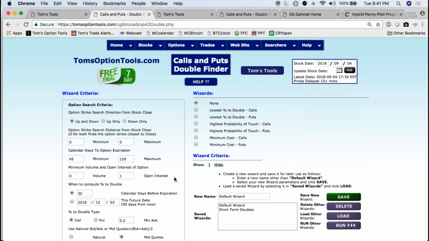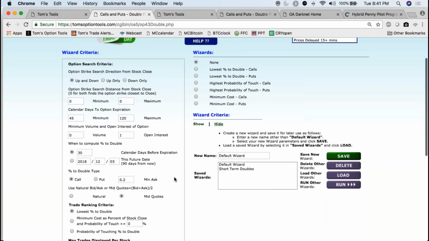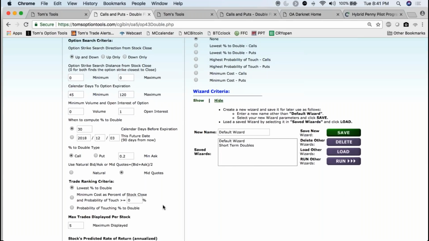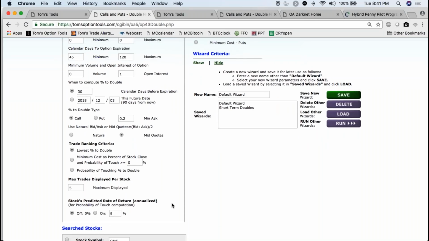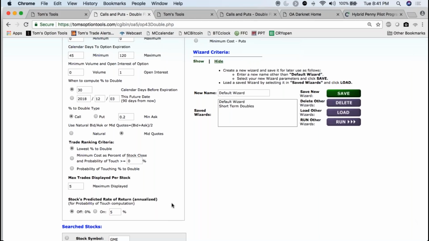And there's Double Finder. I've already put in the information that I want: how many calendar days to expiration, and when I compute my percent to double, how far out do I want to go with my options? I also have my ranking criteria to show me the lowest percent to double. If I'm confusing you, I want to find a stock that has the least amount of movement to where theoretically the near-money options that trade on that stock will double in value. That's what we're looking for.